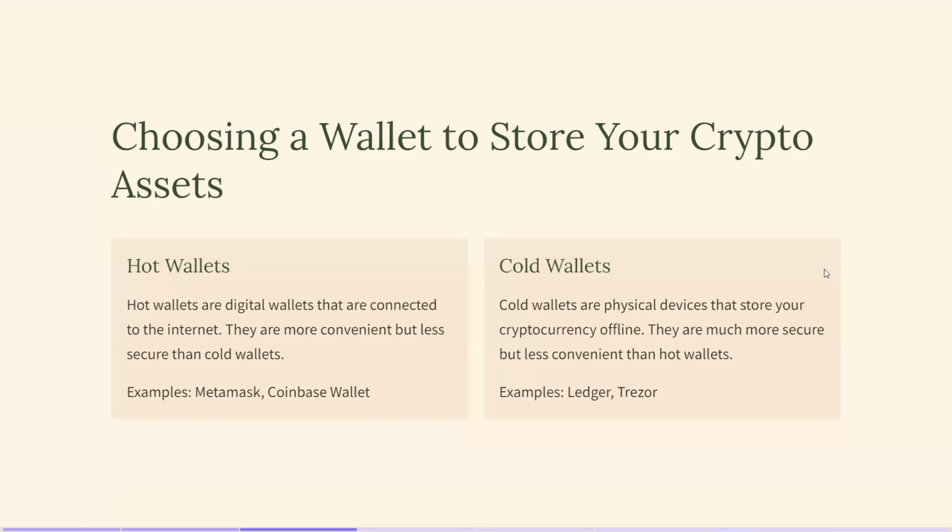A cold wallet is a physical device. It kind of resembles a flash drive, and you use software to connect with that hardware, but your hardware essentially becomes your private key that you use to access your wallet. Some examples of that are Ledger or Trezor. Those are both hardware physical wallets.